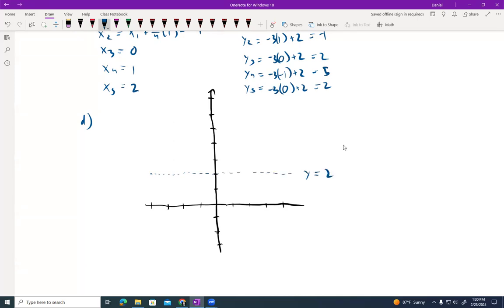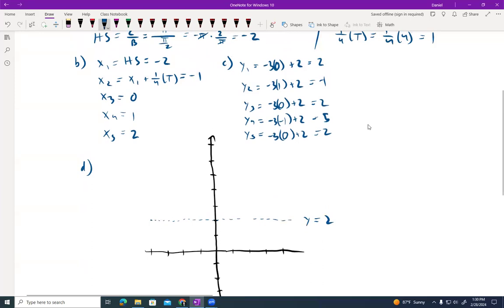Now that I've done that, I'm going to go ahead and plot my key points. Scroll up just slightly here. My x1 is -2, my y1 is 2. So here at -2, I get a y value of 2. And then we have -1, -1, so we're going to go down to here. And then we're going to go 0, 2. And then we're going to go 1, 5. See, 1, 2, 3, 4, 5's over here. Make sure to count. And then 2, 2.